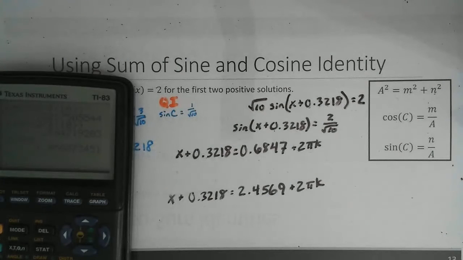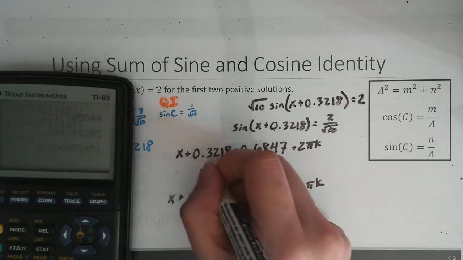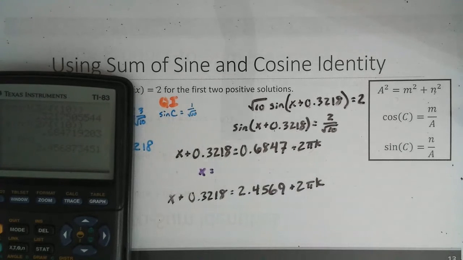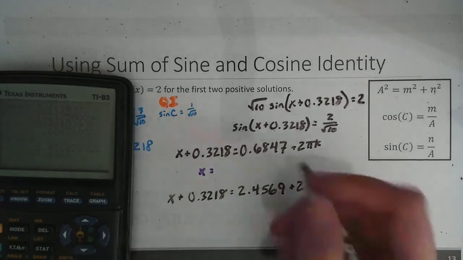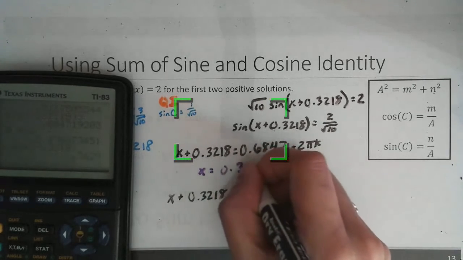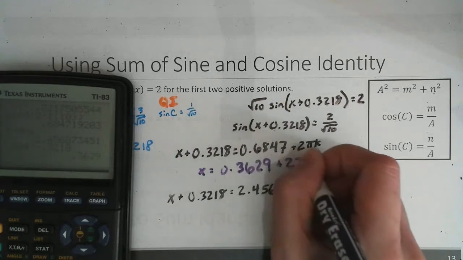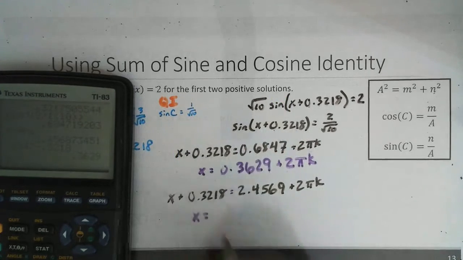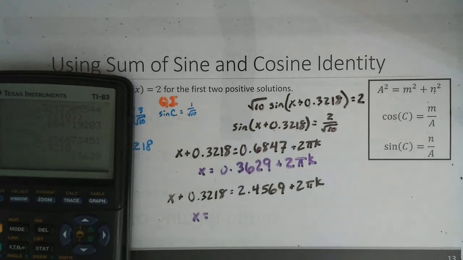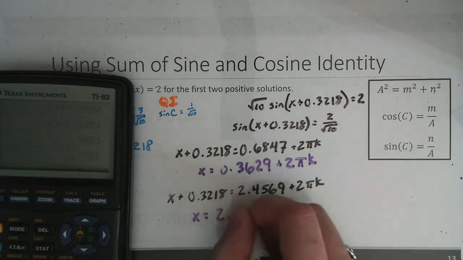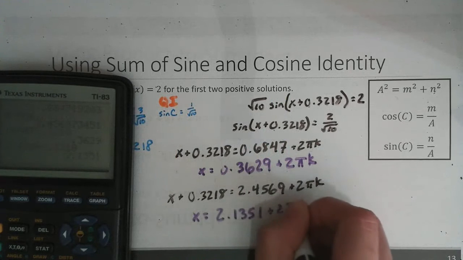But I don't want to solve for x plus 0.3218. I want to solve for x. So I'm going to subtract my 0.3218 from both sides. In this first case, I get x equals 0.6847 minus 0.3218, which gives me 0.3629 plus my 2 pi k. And in the second case, I get 2.1351 plus 2 pi k.